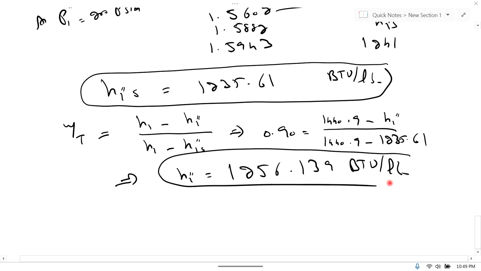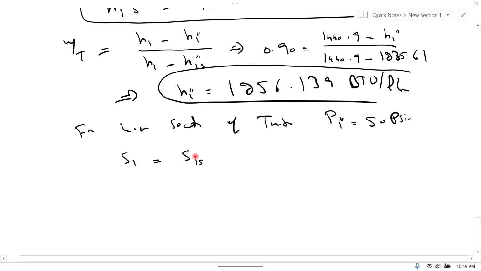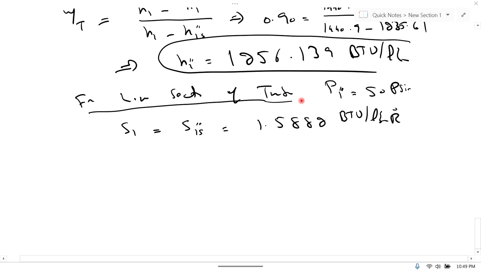Now for the low section of the turbine, we are finding the entropy, where the assumed pressure P1 triple dash is equal to 50 psia. First we check whether it is in the superheated region or the wet region. S1 is equal to S1S triple dash from the TS diagram of the Rankine cycle, which is 1.5882 BTU per pound mass per degree R.